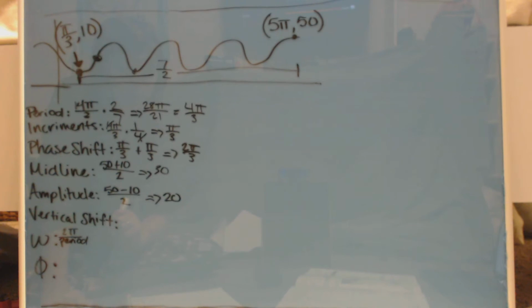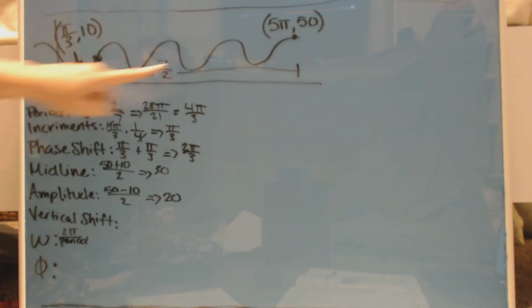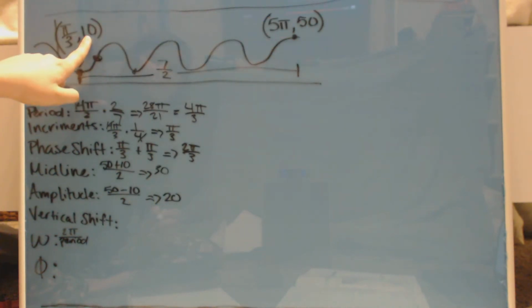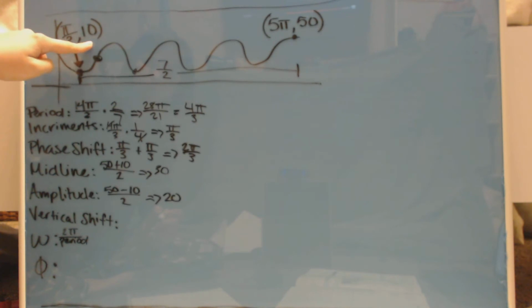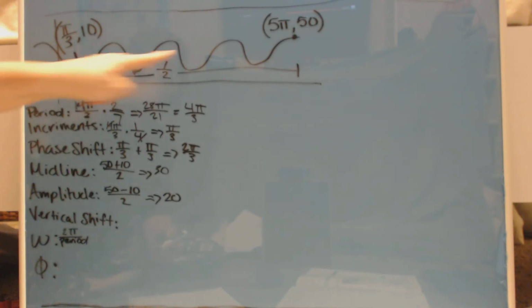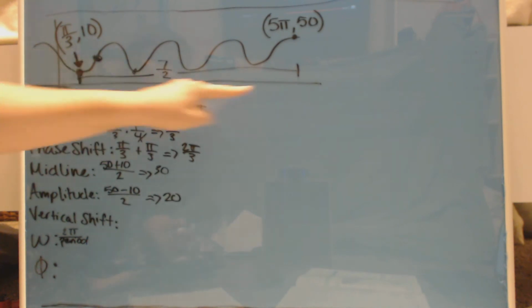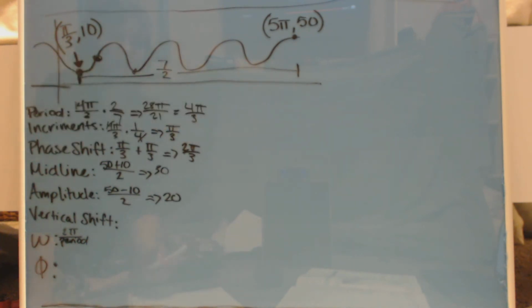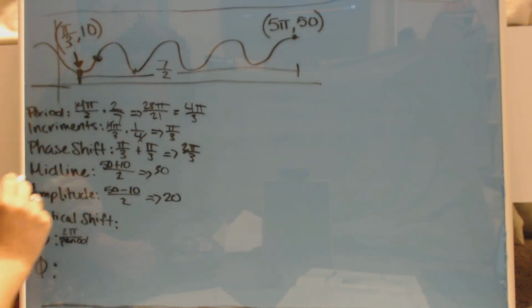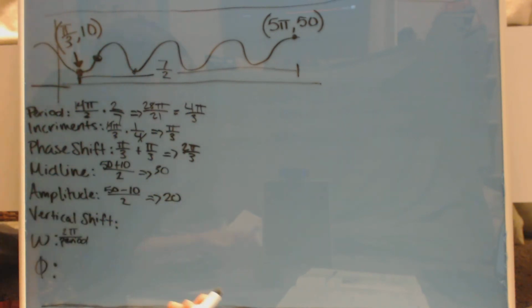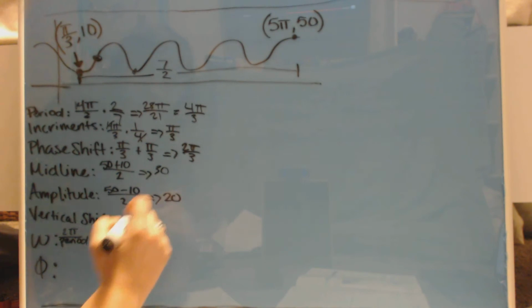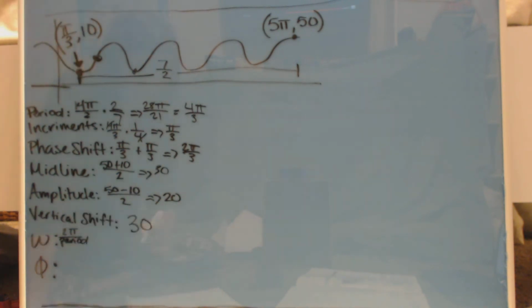The vertical shift is, no, my bad, I'm sorry. The midline and the vertical shift are always going to be the same, since that's what this is right in here, and that's just where it started out. So whatever you find the midline to be, you can always find the vertical shift because they're always exactly the same. So we know off the bat that our vertical shift is 30.